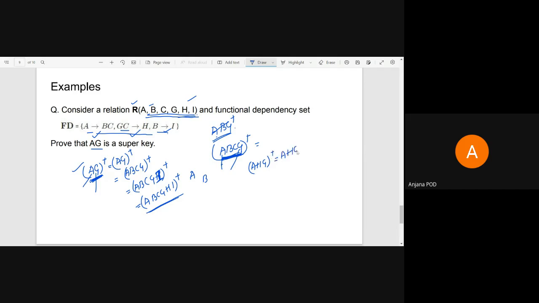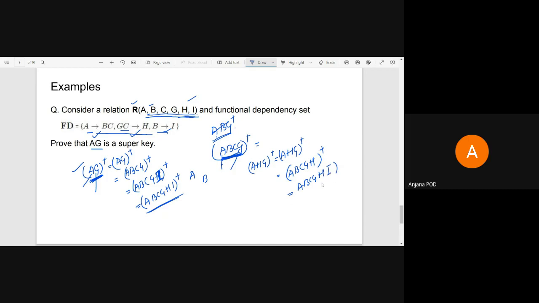AHG will at first determine itself. Would anybody like to go? ABCHG, because A determines BC. Then EBCG, HGI.